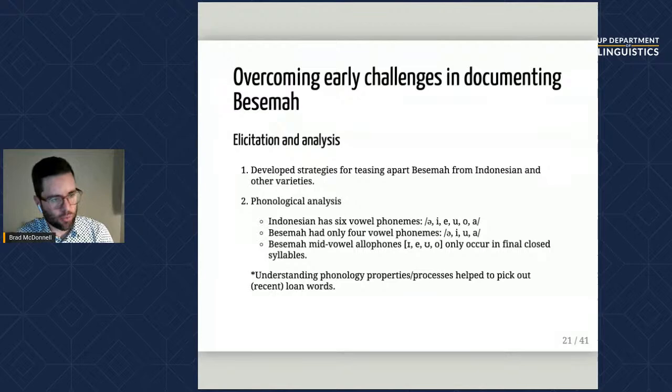This was mostly done through phonological analysis, where I started to figure out that Busuma actually had fewer vowel phonemes than Indonesian. And this would only occur in certain contexts. So this really helped me to tease apart phonological properties of words and pick out some recent loan words and what looked to be inherited vocabulary in Busuma.